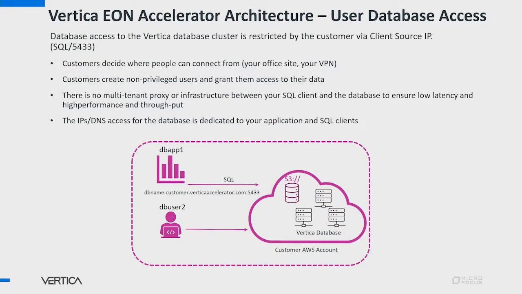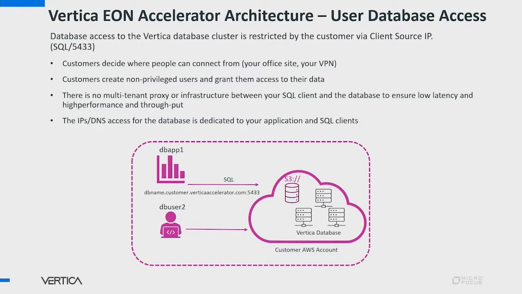The final piece of the puzzle is how the customer, the end user, accesses the database. So the end user access to the database is over port 5433, just as you are currently used to using. A customer decides where their clients can come from. So you basically define a source IP of your clients, and we restrict connections into the database from that source IP. So you can put your office IP or your VPN IP, and we will only accept connections from those IPs and reject connections from elsewhere. So you get that level of security.